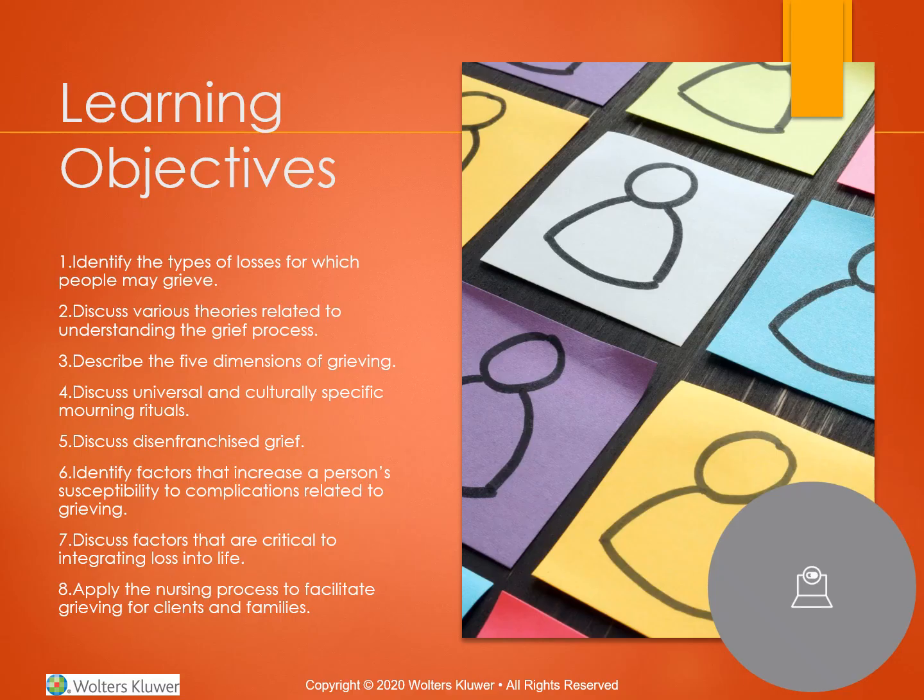So, some learning objectives. We want you to be able to identify the types of losses associated with grief, discuss various theories related to understanding the process related to grief, talk about the 5 dimensions of grieving, discuss universal and culturally specific mourning rituals, discuss disenfranchised grief, identify factors that increase a person's susceptibility to complications related to grieving. We want you to discuss factors that are critical to integrating loss into life. We also want you to be able to apply that nursing process, basically your assess, do, give, teach, to facilitate grieving for patients and their families.